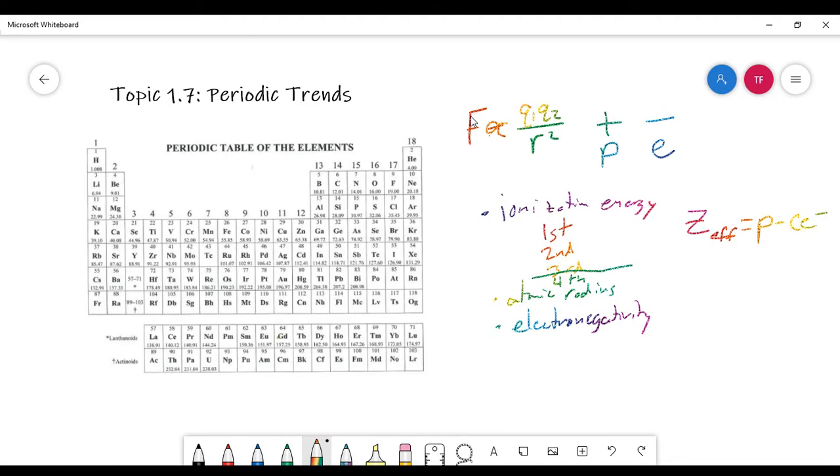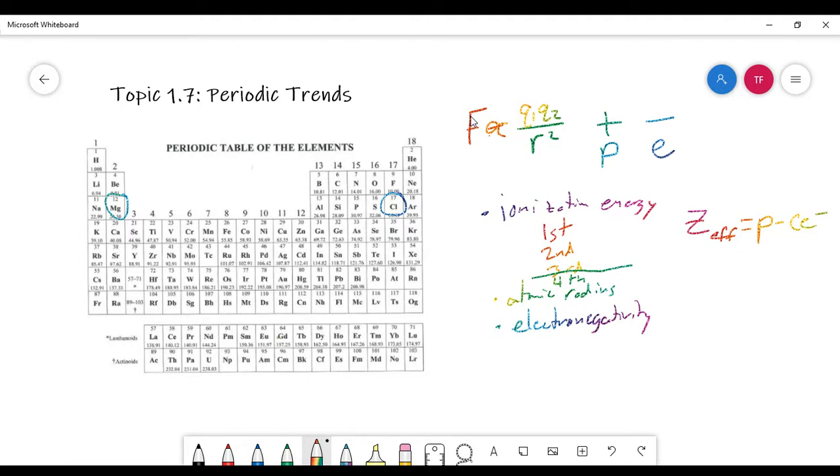So let's just apply this real quick and just think about if you can figure out the trends. Let's think about magnesium versus chlorine. Which one of these two elements is going to have a higher first ionization energy? The answer is chlorine. Chlorine is going to have a higher first ionization energy because it takes more energy to remove an electron from an atom with a high effective charge than an atom with a low effective charge.